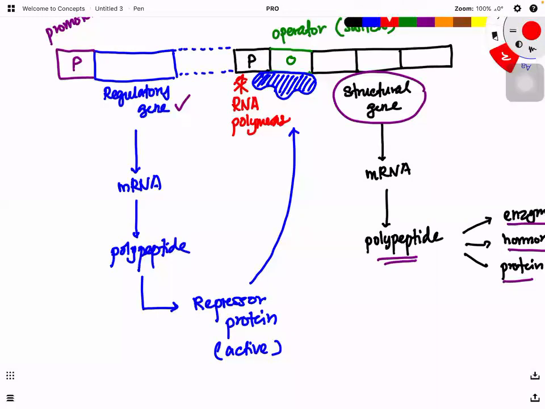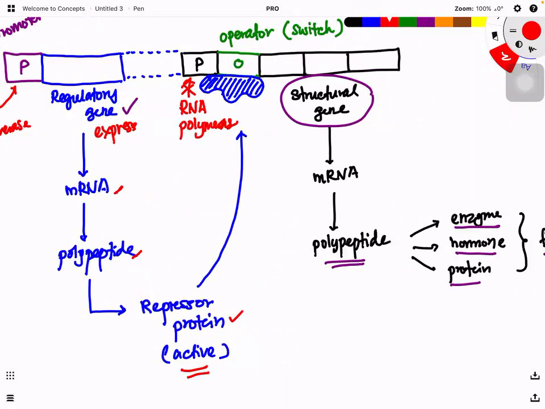Regulatory genes always produce the repressor protein because they have the promoter, and RNA polymerase can bind. When the RNA polymerase can bind, this regulatory gene is always expressed. When expressed, you get the mRNA, you get the polypeptides, and then from this polypeptide we get the repressor protein. The active form repressor protein is going to bind to the operator. Therefore, RNA polymerase cannot bind to the promoter, so no transcription. Are you clear? No transcription.